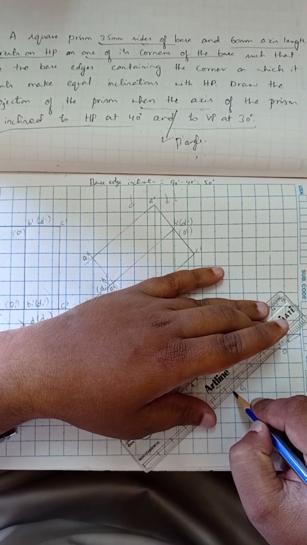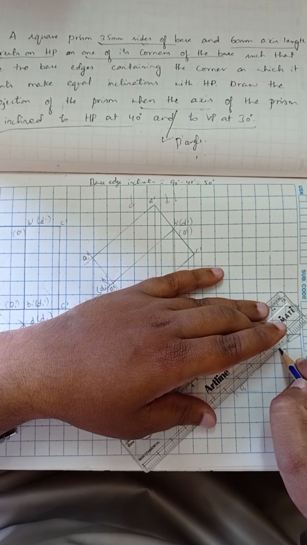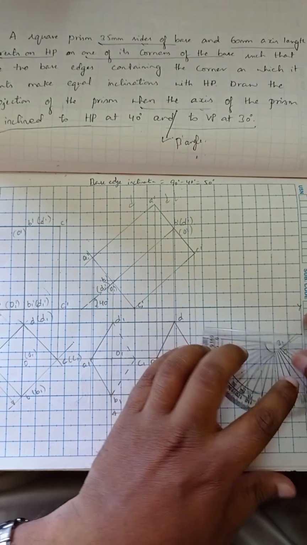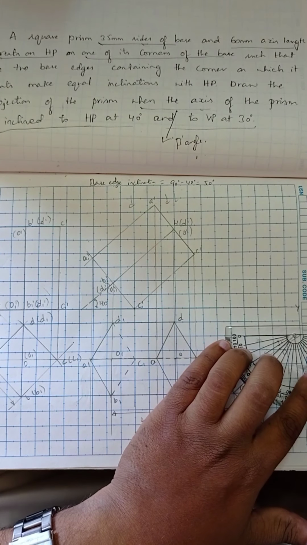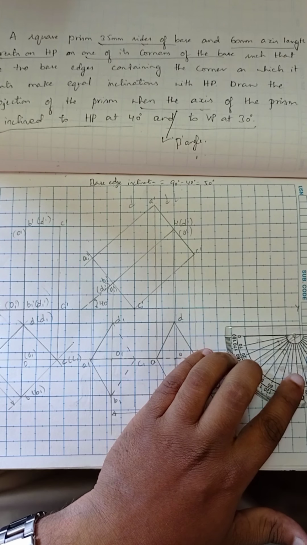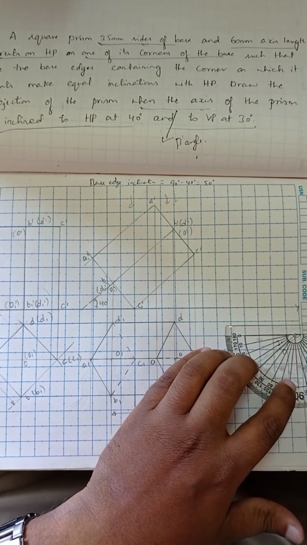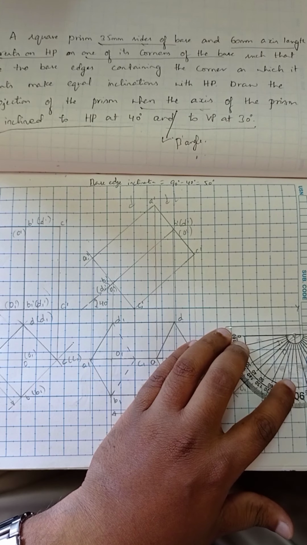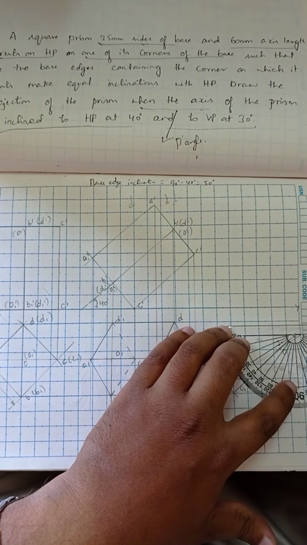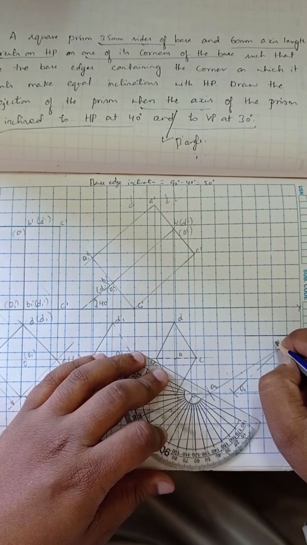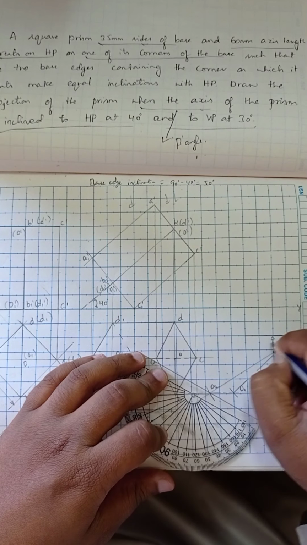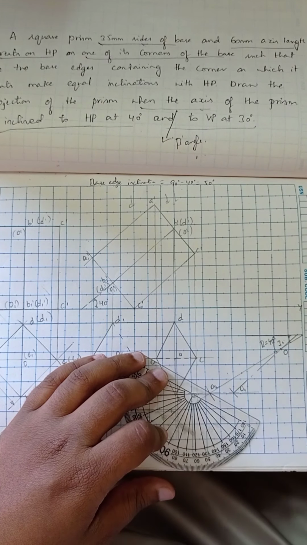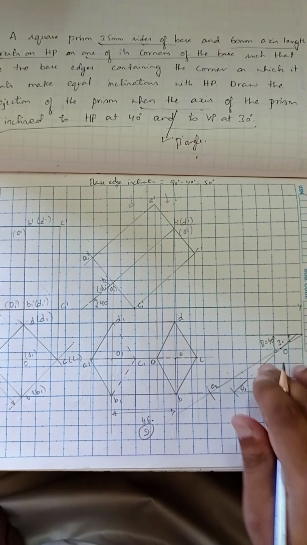Now I am joining this axis, the next end. So now you find the angle of inclination here. The angle of inclination here I am getting is around 40 degrees. Okay, so this is beta, 40 degrees. Now we have to transfer this diagram over here.